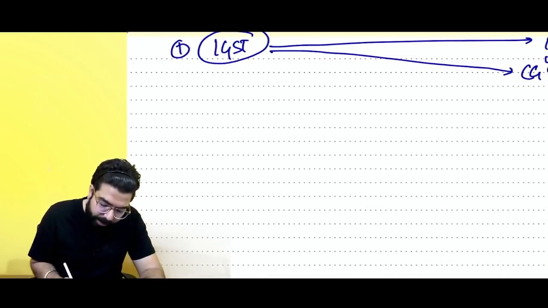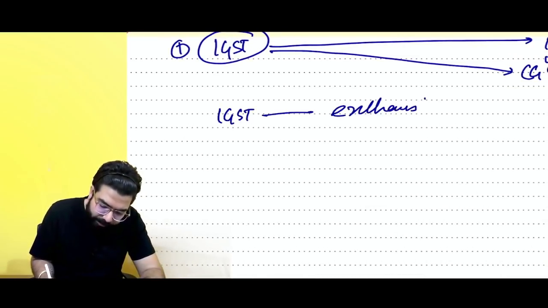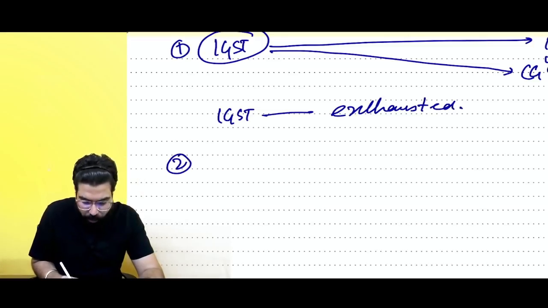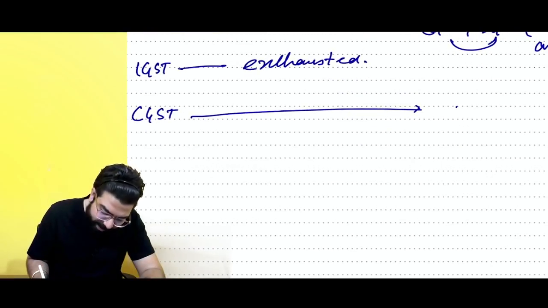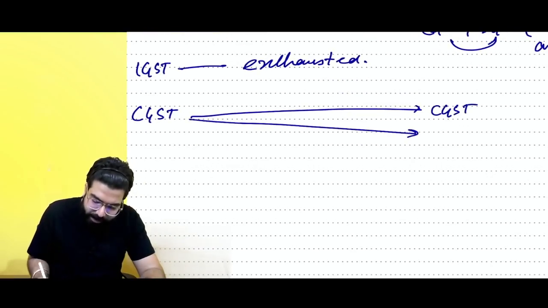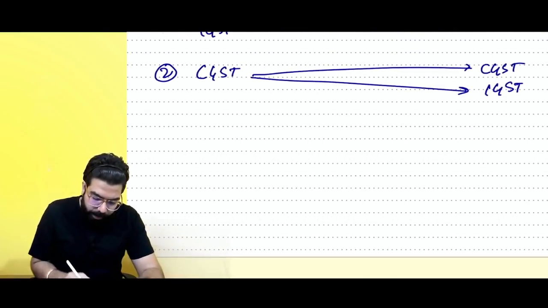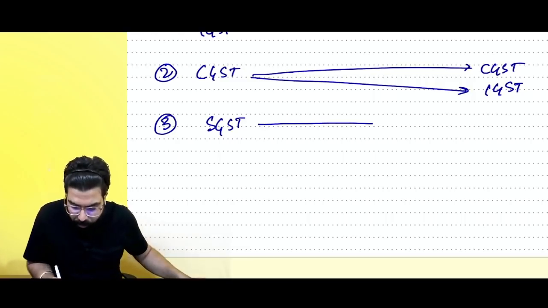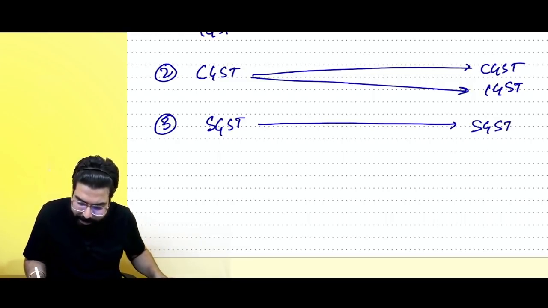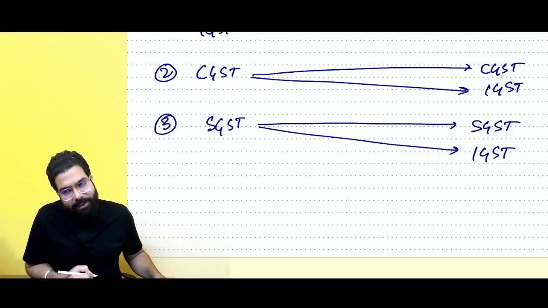Then, sir, next, IGST should be exhausted. Only then you have to pick the second one, CGST. CGST, please use to pay your CGST. If anything is remaining, then you can use it to pay your IGST. Then we have the third one, SGST. Sir, SGST should be used to pay your SGST. Then if anything is remaining in SGST, it should be used to pay your IGST.